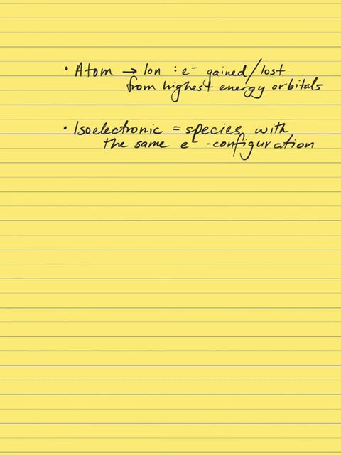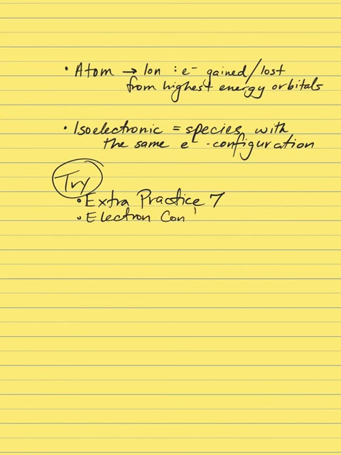All right, so at this point, you should be able to answer all of the questions on the worksheet that is posted. It's called Chapter 7, Extra Practice, as well as the worksheet that came in the electron configuration handout. So go ahead and practice these skills on those worksheets.